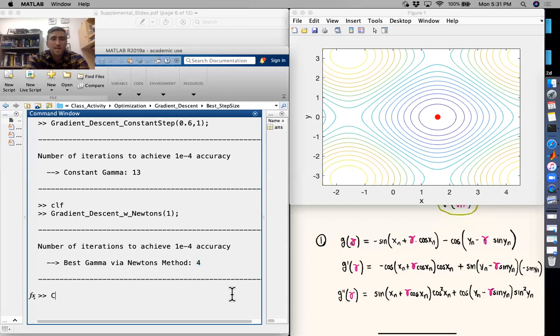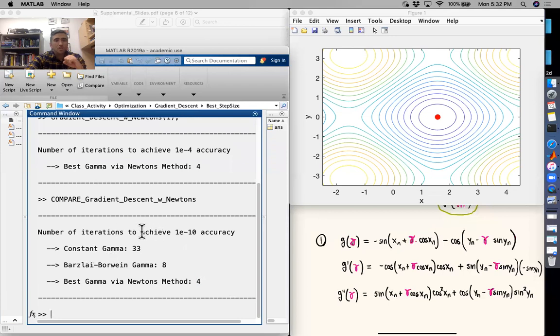And in fact, if we do the same problem and compare basically all of our methods so far, constant gamma, the Barzilai-Borwein step, and our Newton's method, we can see that to achieve 10 to the minus 10 accuracy for a minimization scheme, it took our constant gamma about 33 iterations. Our Barzilai-Borwein, I spelled the name wrong, I apologize, took us 8 steps, but our Newton's method only took us 4. So Newton's method really is reducing the number of iterations necessary to find some of these minima.